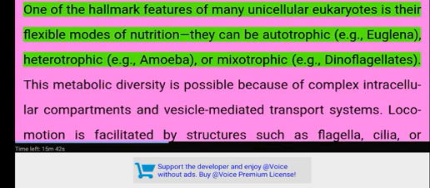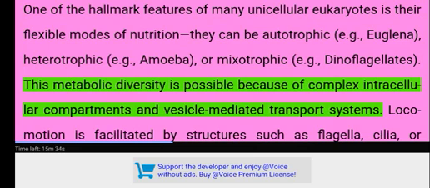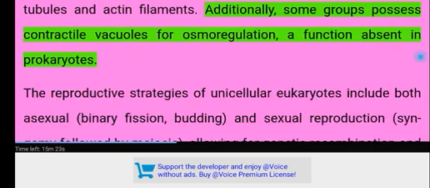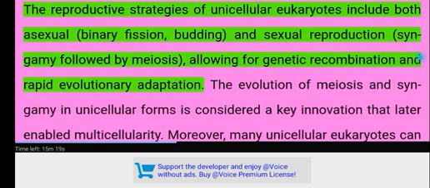One of the hallmark features of many unicellular eukaryotes is their flexible modes of nutrition. They can be autotrophic, e.g., Euglena, heterotrophic, e.g., Amoeba, or mixotrophic, e.g., dinoflagellates. This metabolic diversity is possible because of complex intracellular compartments and vesicle-mediated transport systems. Locomotion is facilitated by structures such as flagella, cilia, or pseudopodia, powered by cytoskeletal components like microtubules and actin filaments. Additionally, some groups possess contractile vacuoles for osmoregulation, a function absent in prokaryotes.